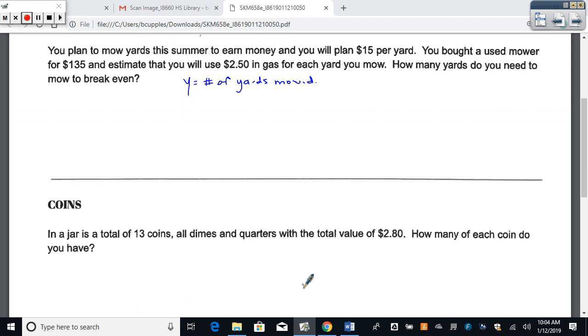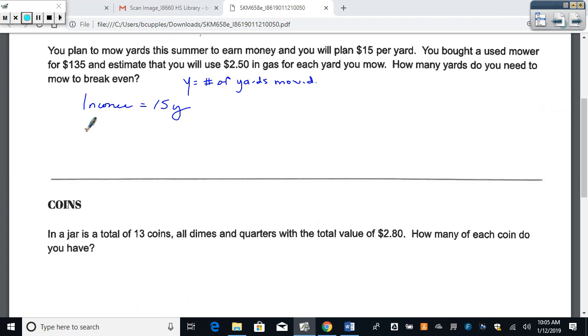And as we look at this, trying to set up an equation, I know that my income is going to be $15 per yard. Okay, so we should be thinking something like that. 2 yards would be 30, 3 yards, 45. Okay, income, $15 per yard.